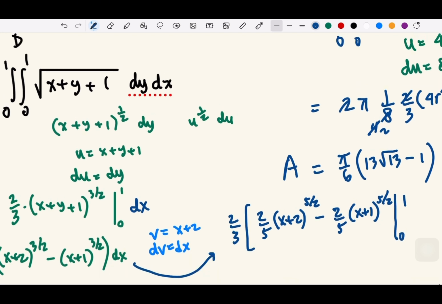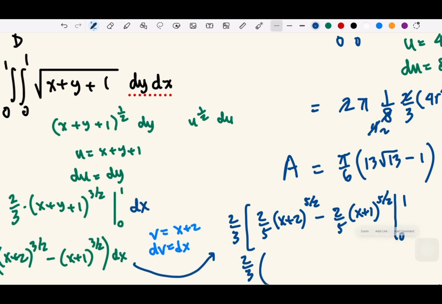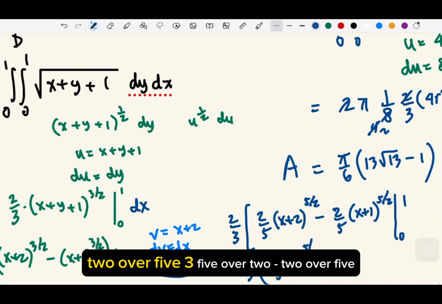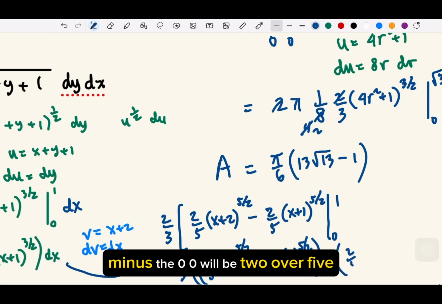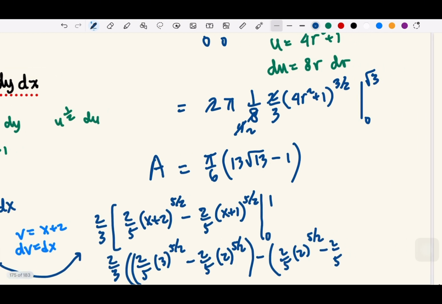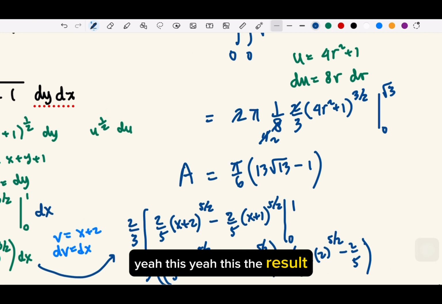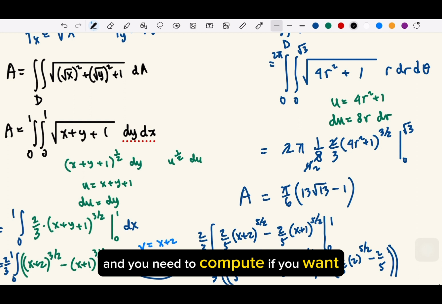Okay, so 2 over 3, this will be 2 over 5, 3 to the power of 5 over 2, minus 2 over 5, 2 to the power of 5 over 2, minus the 0. 0 will be 2 over 5, 2 to the power of 5 over 2, 2 over 5. Yeah, this is the result. And you need to compute it if you want, but I am lazy, so I will just stop here.